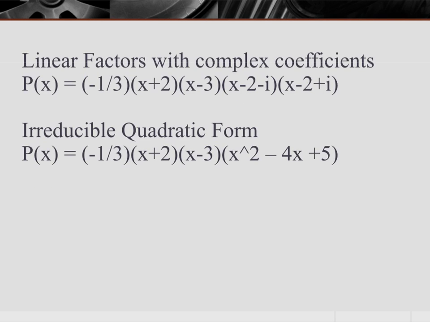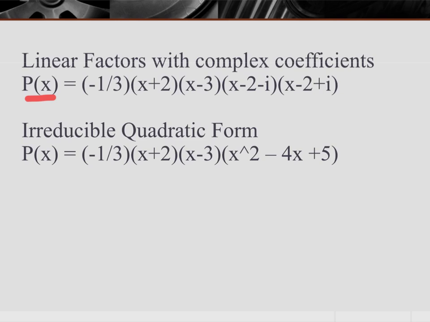We can now write our polynomial in two ways. The first is just taking what we solved for a and putting it in the way that we've been writing the polynomial up to this point. So p of x equals -1/3 times (x plus 2) times (x minus 3) times (x minus 2 minus i) times (x minus 2 plus i). This form has linear factors with complex coefficients.